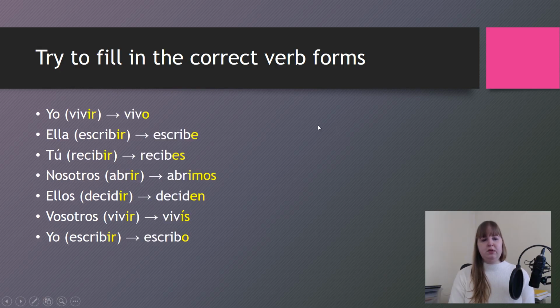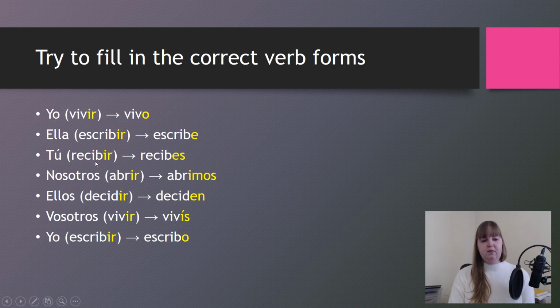Let's check your results. Yo and the verb vivir. So we have to remove the ending ir. Then we have the stem viv. And we have to add the new ending o. So the correct form is yo vivo. Then ella and the verb escribir. So again, we have to remove the ending ir. Then we have the stem escrib. And we have to add the ending e. So the correct form is ella escribe.